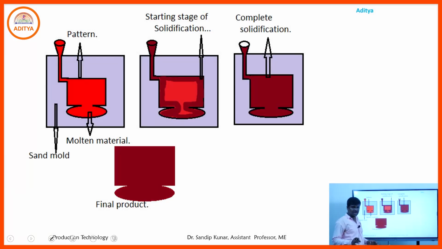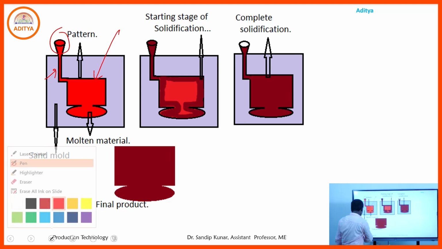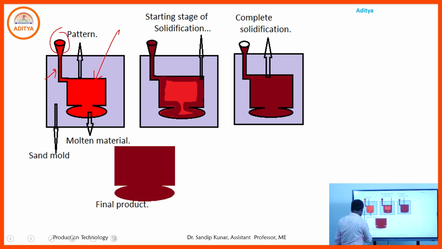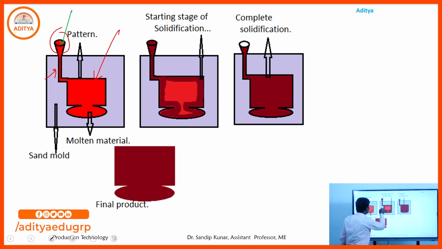That is the picture. In that picture, consider that this is a pattern. Using that pattern we create the mold cavity. This is the pouring basin, and this is the sprue. Through the sprue, the molten metal comes to the mold cavity. When the molten metal is poured into the basin, it comes to the cavity and fills up the entire mold cavity.